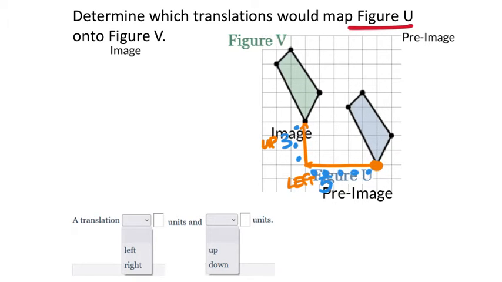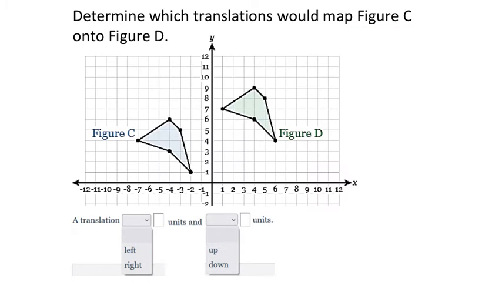All right, fair enough. Let's go and fill those in then. So I went to the left 5 units. And then I went up 3 units. Done. For this one, it says determine which translations would map figure C onto figure D. Now this is important because it tells us figure C here is what we would call the pre-image. Okay, it's the figure before it has been moved or translated, which means that figure D would be the image.